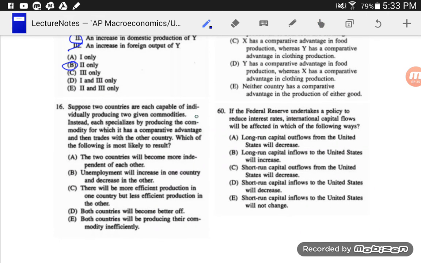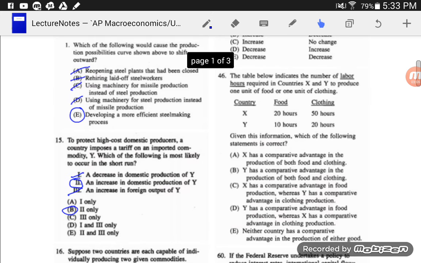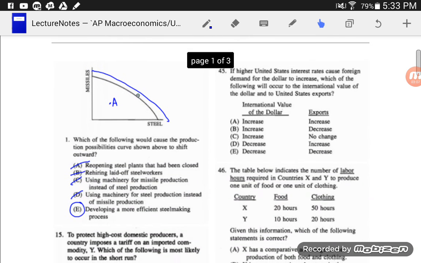Suppose 2 countries are each capable of individually producing 2 given commodities. Instead, each specializes by producing the commodity for which it has a comparative advantage and then trades with the other country. Which of the following is most likely the result? Well, if they're trading, it'll make both countries better off. And you saw in that example in class that if we specialize and trade, both parties have the possibility of landing at a point that's outside their production possibilities curve. That's the beauty and the magic of comparative advantage.